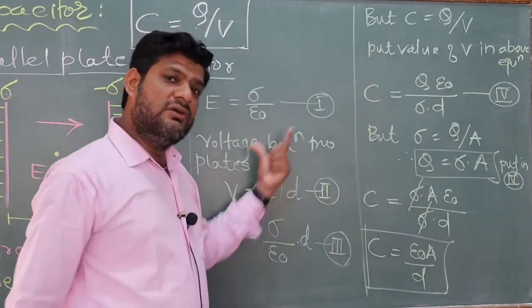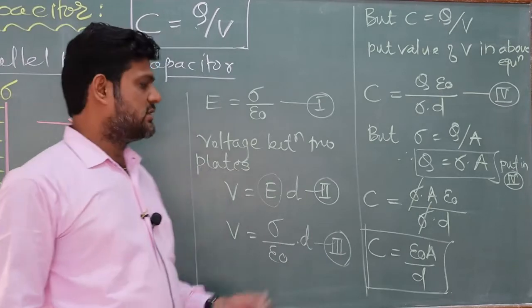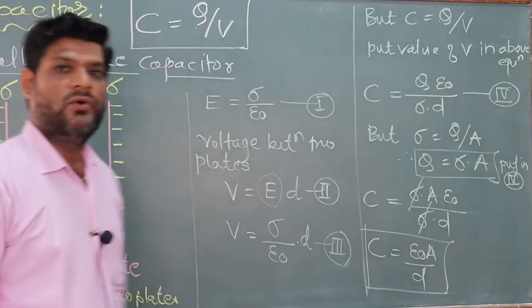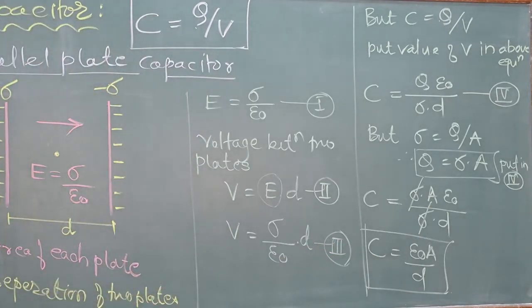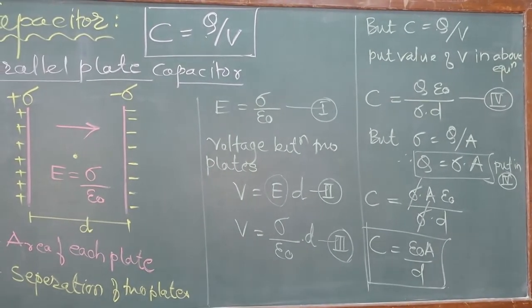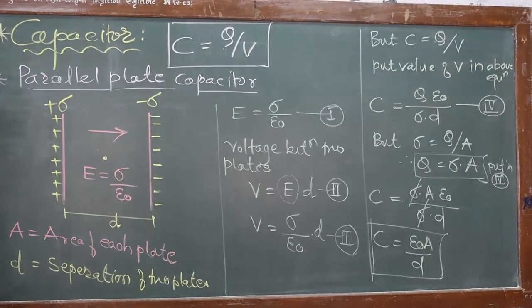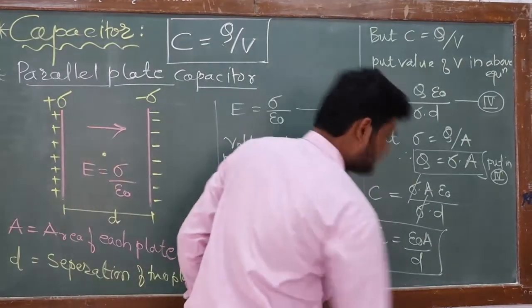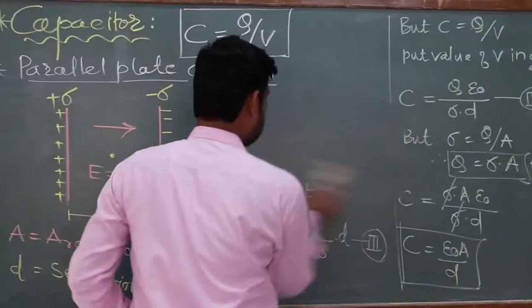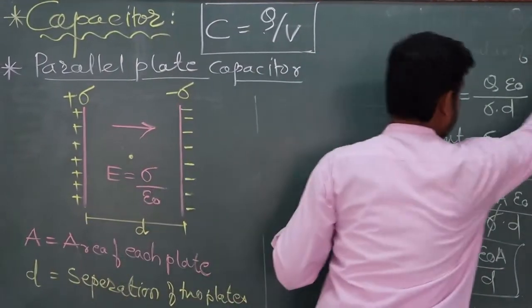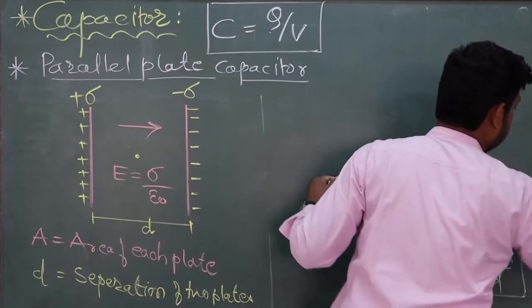So you just copy down this. We will discuss this formula. Okay, you just copy down this. Copying the formula, C equal to epsilon 0 A by D.